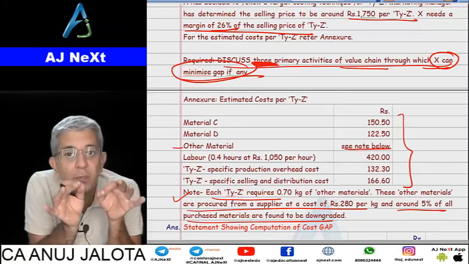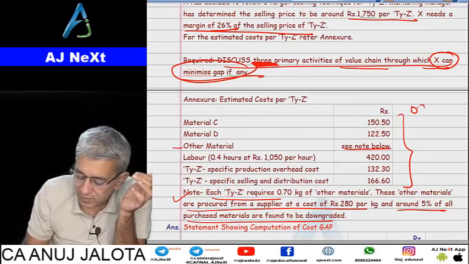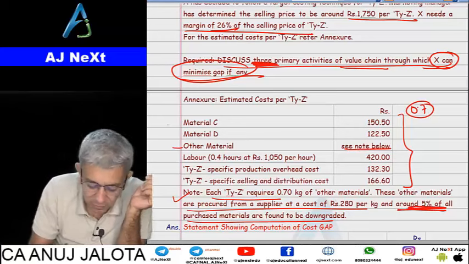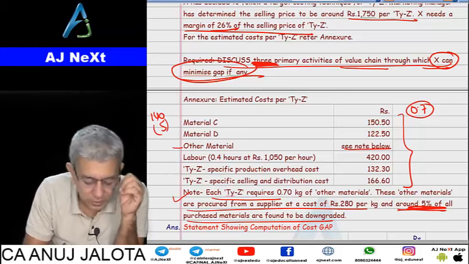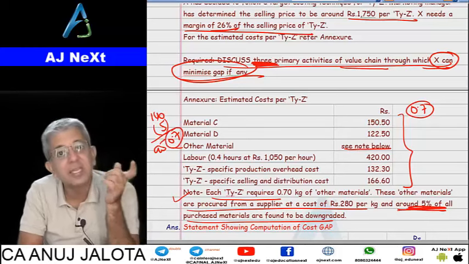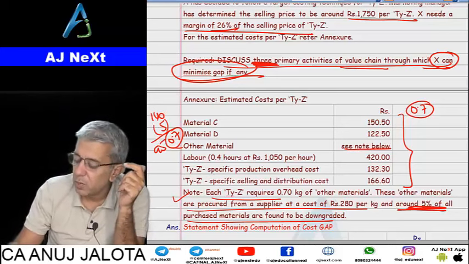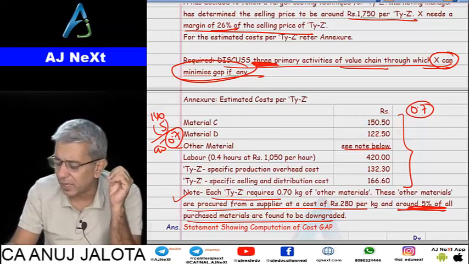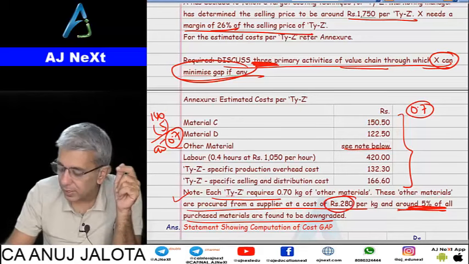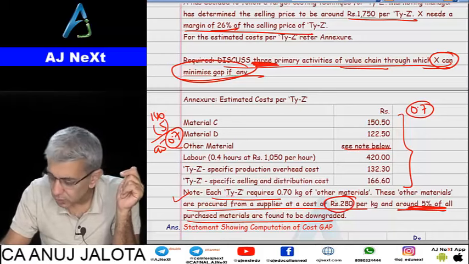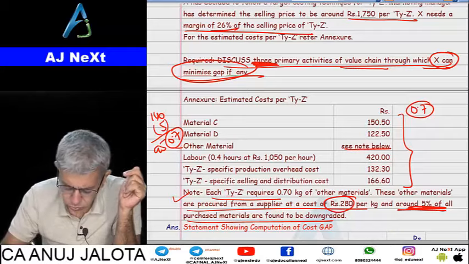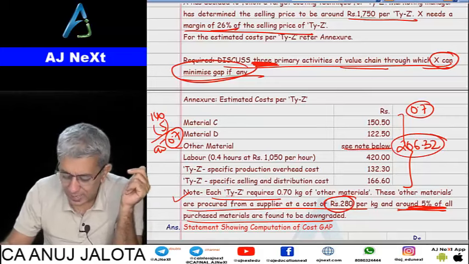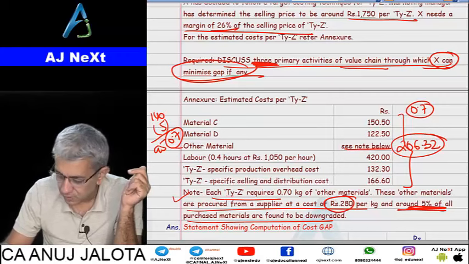Each unit requires 0.7 kgs going inside the product. But whenever you purchase, 5% of that is downgraded. It means if we purchase 100, 5% is bad quality, so how much is left? 95. This 0.7 will represent that 95 only. We'll have to purchase that 100. So 0.7 divided by 95% comes to about 0.7368. You go to the market and buy it at 280 per kg, so multiply it by 280, which comes to 206.32. Now let's add up all our costs: 150.5 plus 122.5.